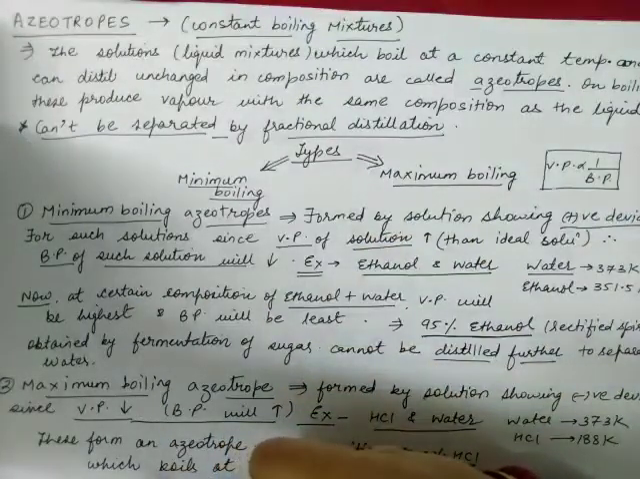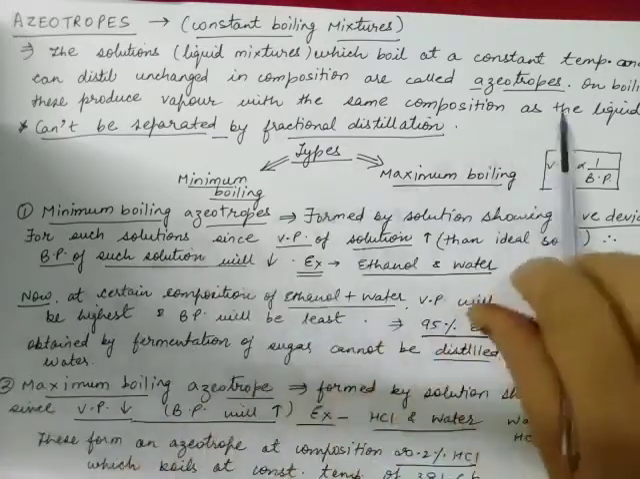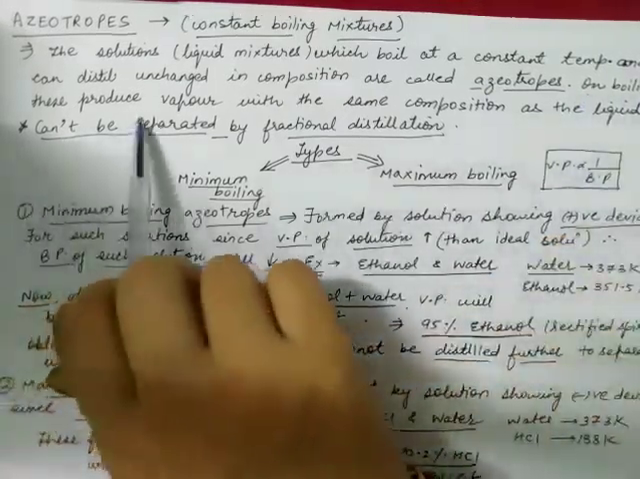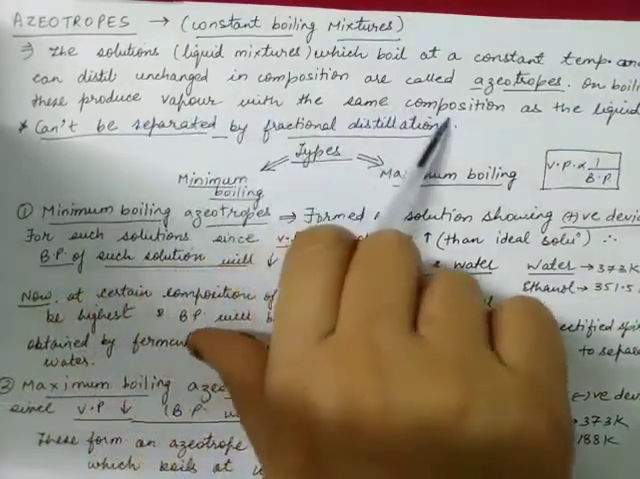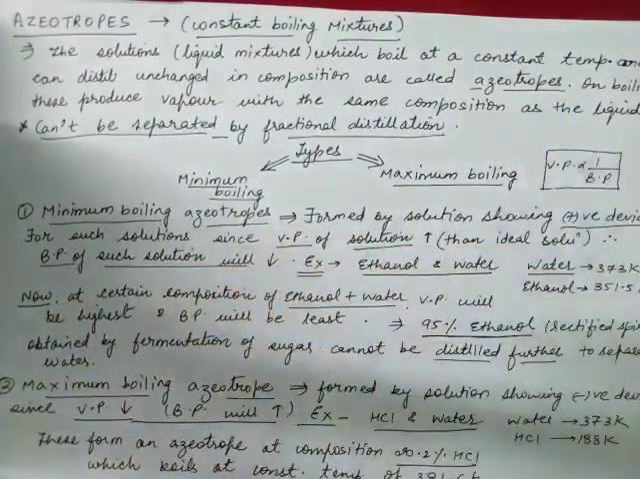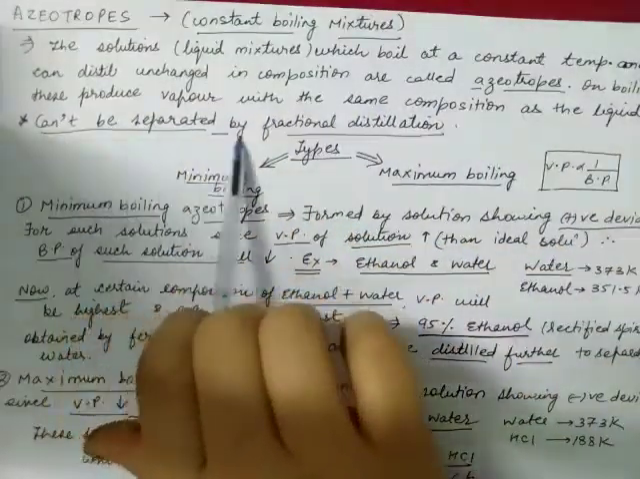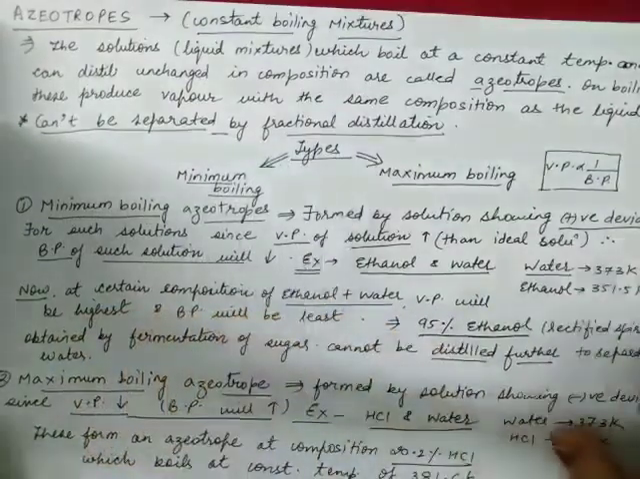So in an azeotrope solution, the two liquids will boil at a constant temperature, and it is not possible to separate them by the process of distillation. Now, on boiling, these produce vapor with the same composition as the liquid. Okay, and these cannot be separated by fractional distillation.